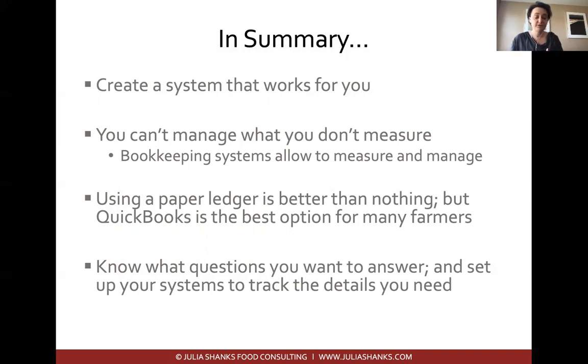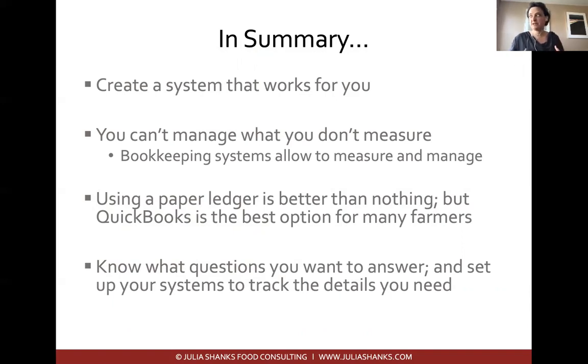Using a paper ledger is certainly better than nothing. If you haven't already picked up my bias, I am certainly biased to using QuickBooks. I think it's the best option for most farmers, but certainly paper is better than nothing. And it's a good gateway drug to a good bookkeeping system. Do what you feel comfortable with. And as you get more sophisticated, you're going to want to upgrade your system.